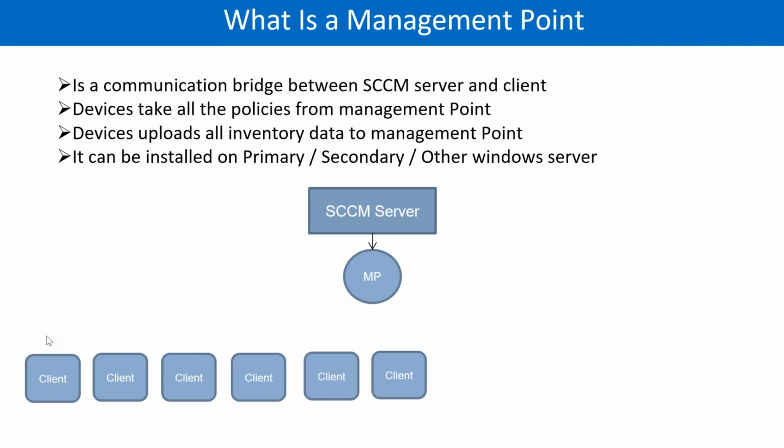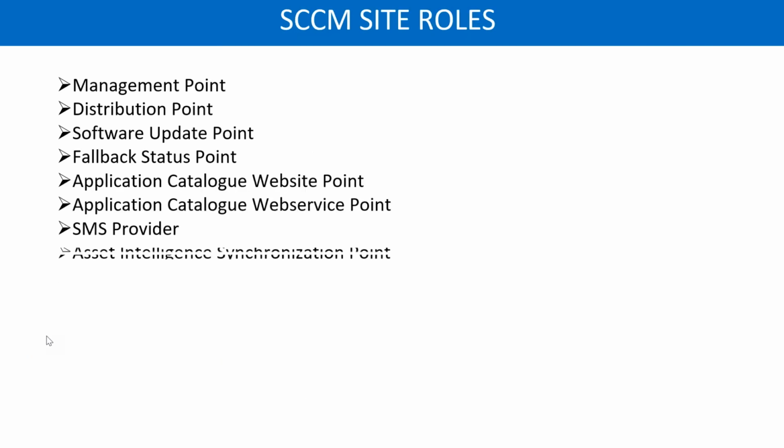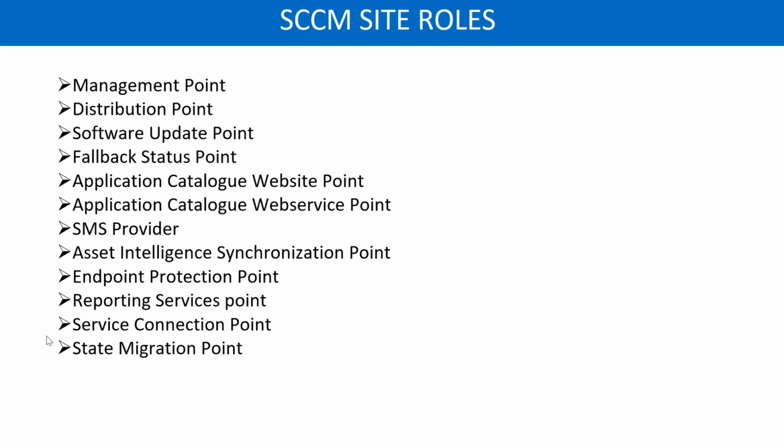Now we have site roles: management point, distribution point, software update point, fallback status point. These are some of the important roles which are basically needed for our SCCM and client communication, SCCM and database communication, SCCM patching, deployment of patches, deployment of applications, right? Some of the roles are needed. Now I'll talk about these roles step by step.